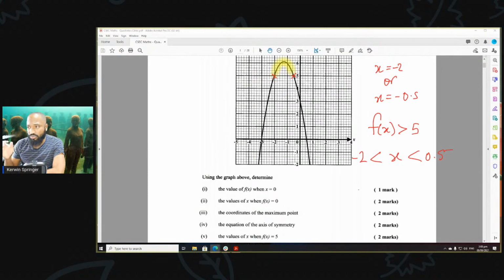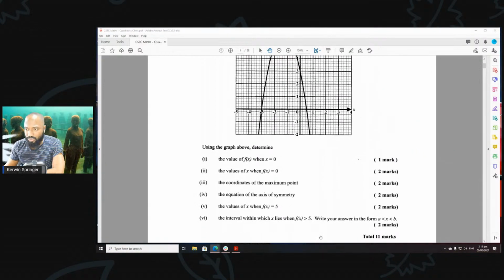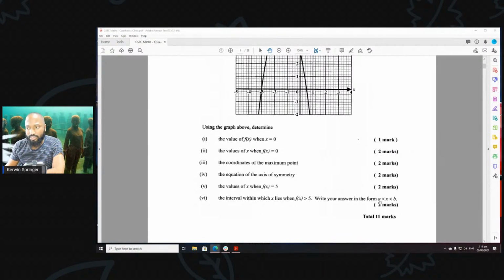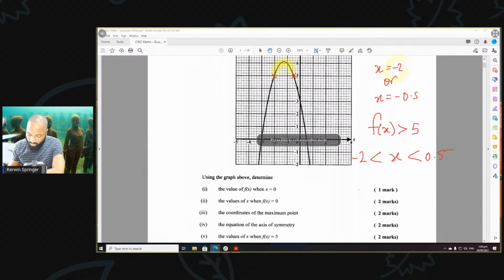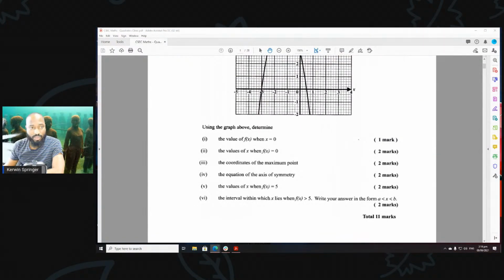All right, so negative 2 is less than x, and x is less than 0.5. Let me just make sure it's supposed to be yes. So the a and the b in this case were the two values that we got here, corresponding to the two ends there. All right, so free marks.